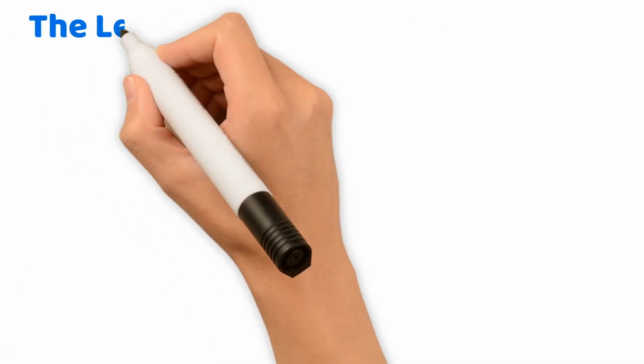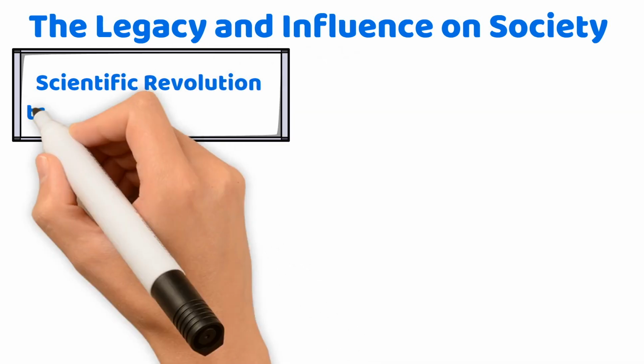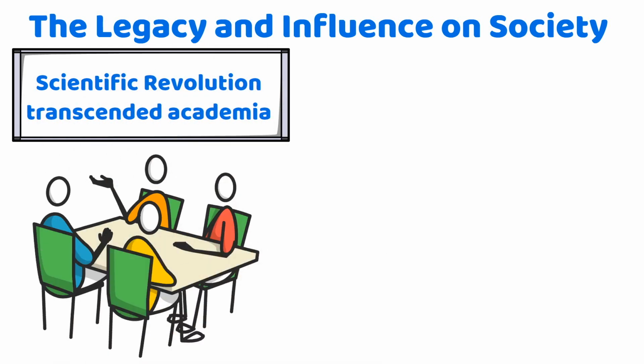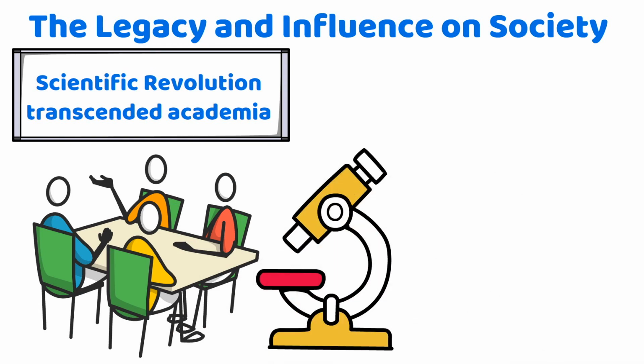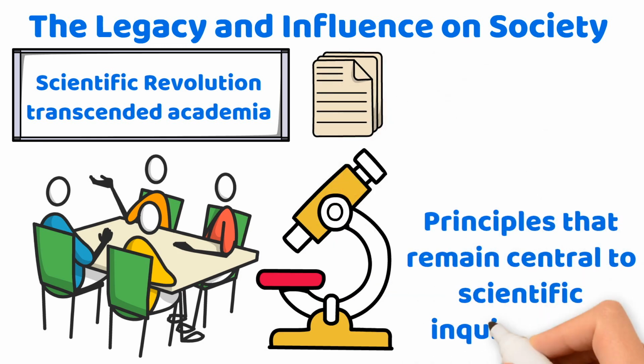The legacy and influence on society. The impacts of the scientific revolution transcended academia, influencing the Enlightenment and shaping modern philosophical thought. It underscored the power of the scientific method and the importance of challenging established beliefs with evidence, principles that remain central to scientific inquiry today.